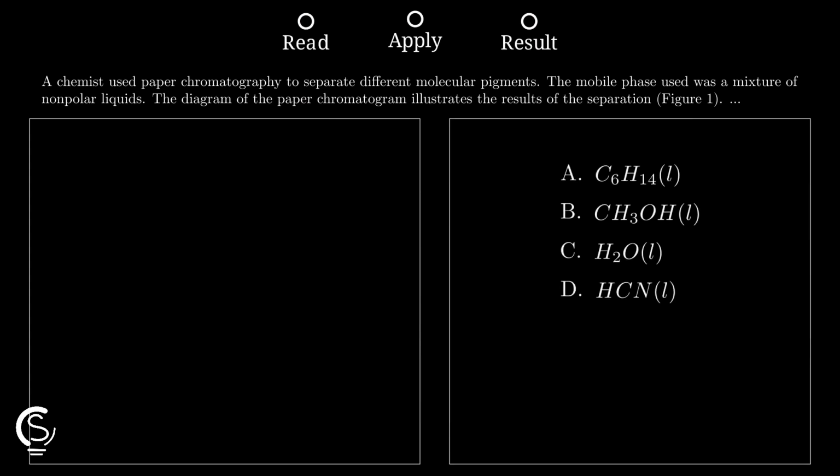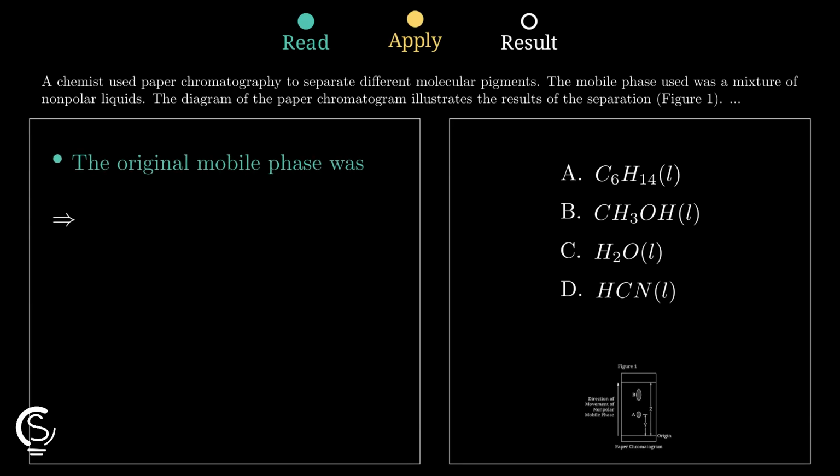First, look at the original setup where the chemist used a mixture of nonpolar liquids. This means the mobile phase is nonpolar, so it attracts other nonpolar molecules during the separation. To get similar results, our new solvent must also be nonpolar. If we switch to a polar liquid, the pigments would move differently and the retention factors would change completely now.